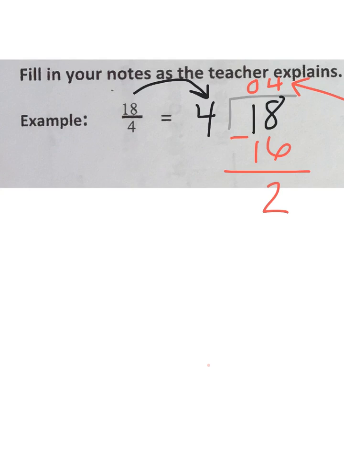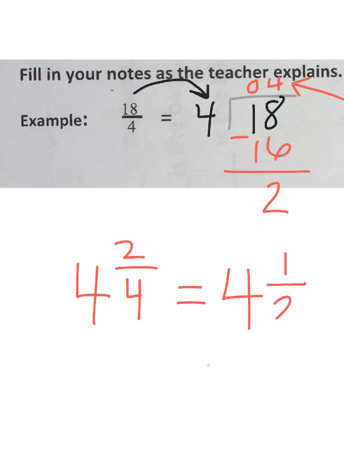Now 4 and 2/4 is not in simplest form, but we know that 2/4 in simplest form is just 1/2. So our answer should be 4 1/2.